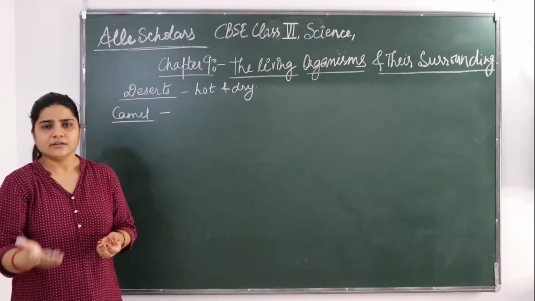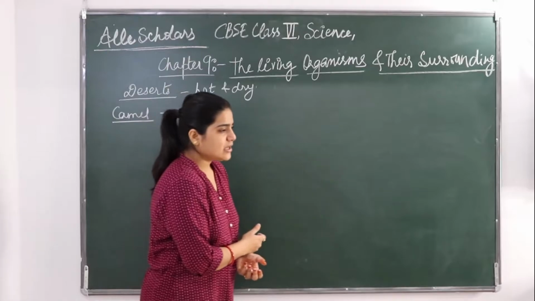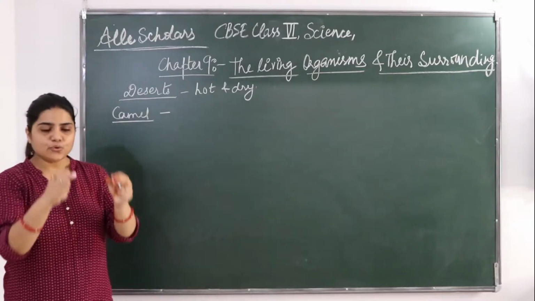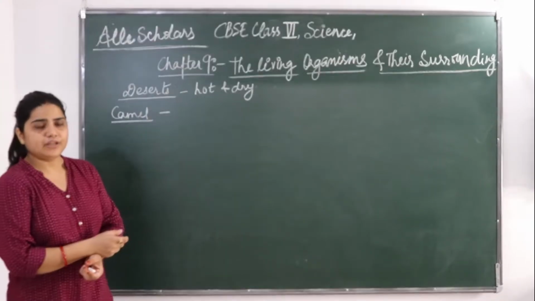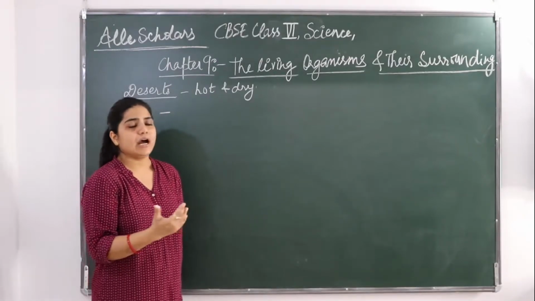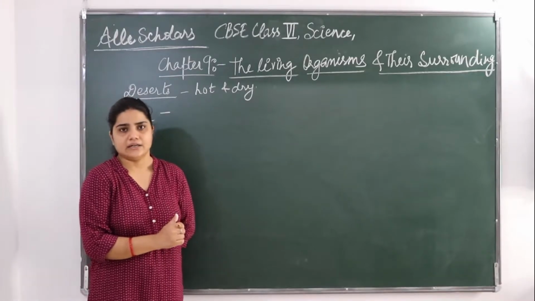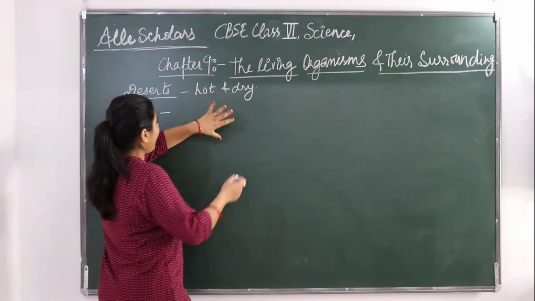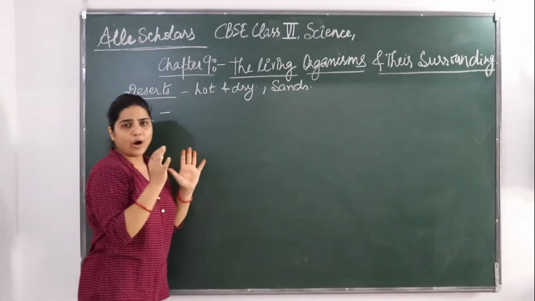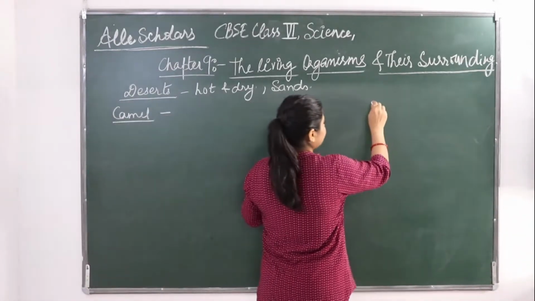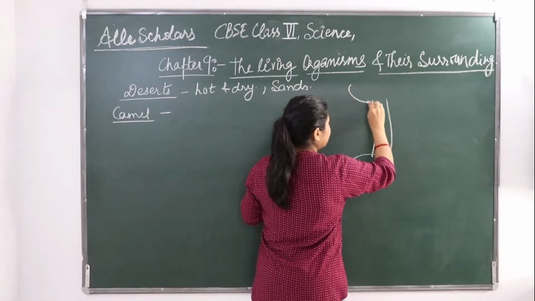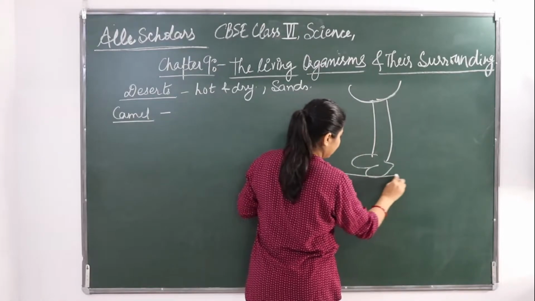Have you seen it? Long legs help to keep their body away from the heat of the sand. So what is in the desert? It is hot, dry, and the sand is also very hot. Now in the body, the legs are very long like this. So the body is here and the sand is down at the legs.